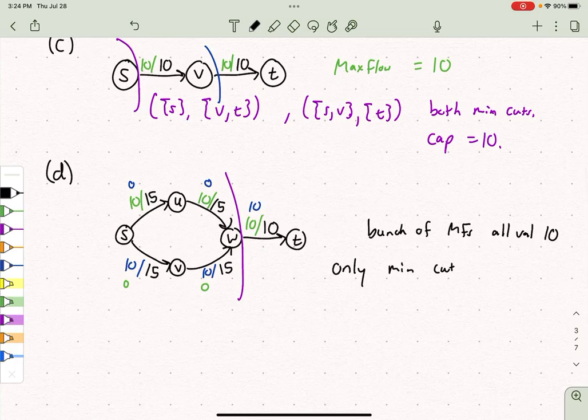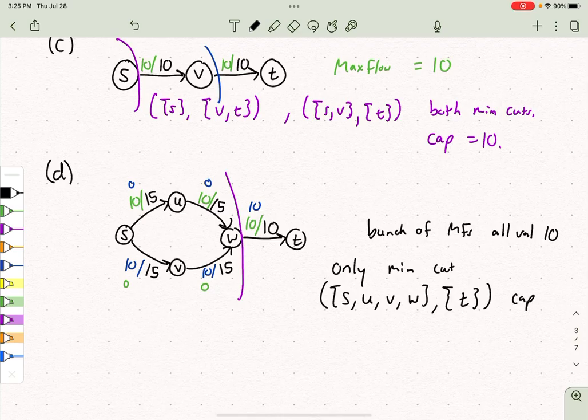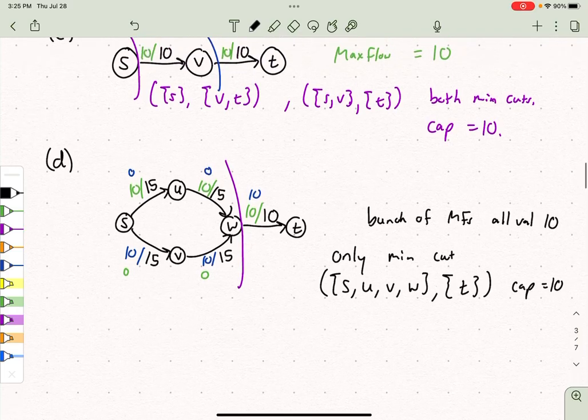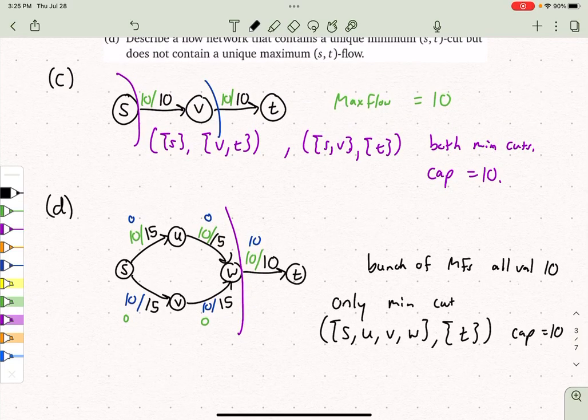So the only min cut is the one where we have S, U, V, W. So basically everything is loaded into the left side and only T is on the right side. And clearly its cut value is 10. Its capacity is 10. So here we have a bunch of max flows, but only a single min cut. So there's examples of networks with both cases.